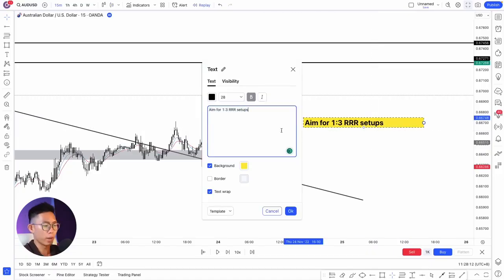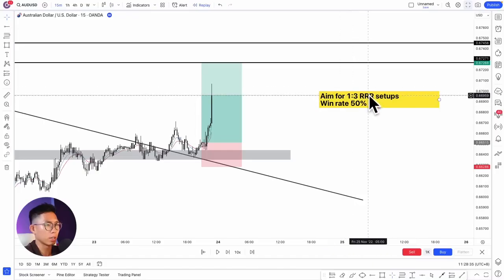This ties in with win rate as well, right? Example, an average win rate 50%, okay? Average win rate 50%, which means that you win half the trades, you lose half the trades. That is like the win rate of professional traders, right? 50%. And with a 1:3 risk to reward ratio, that ensures that you can become consistently profitable over the long run. This is the goal that you should be looking out for, 1:3.